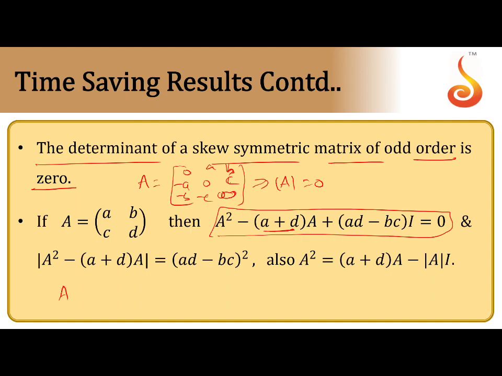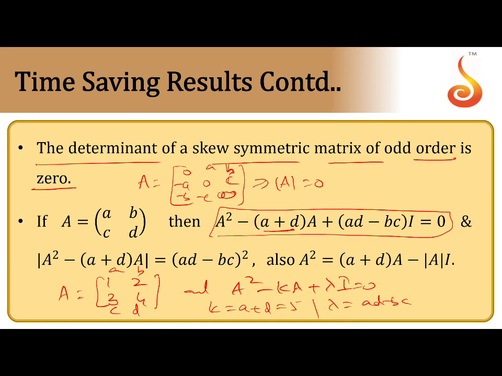How they'll ask the question, for example, the matrix 1, 2, 3, 4 is given, and A² − kA + λI = 0. What is the value of k and λ? So k is a + d, where the matrix is a, b, c, d. What is a + d? 5. So that is the k value. And the λ value is ad − bc, which is nothing but the determinant. So 4 − 6 gives −2. That's the λ value.